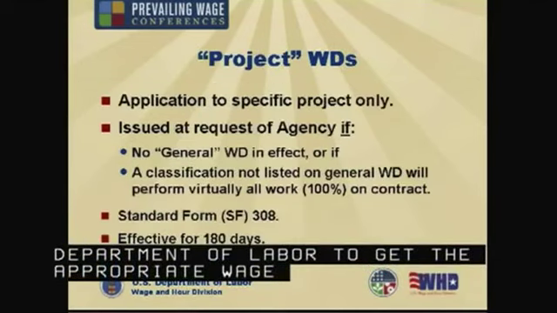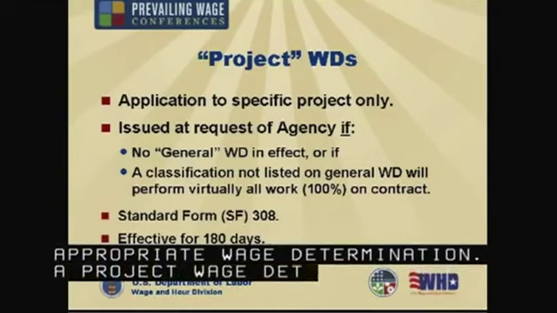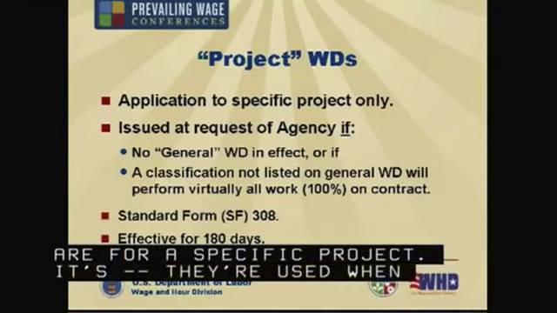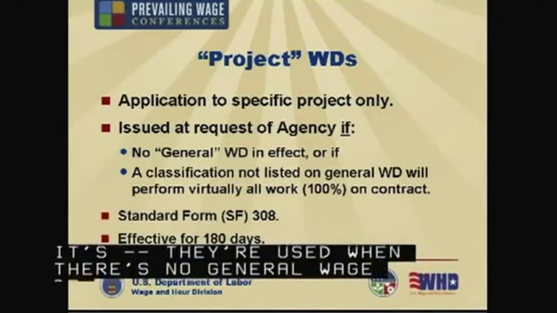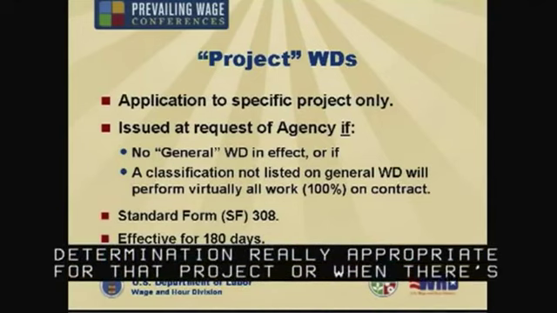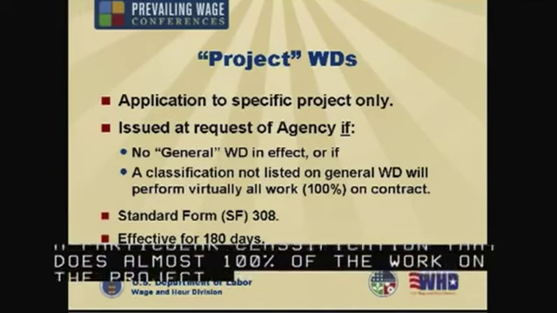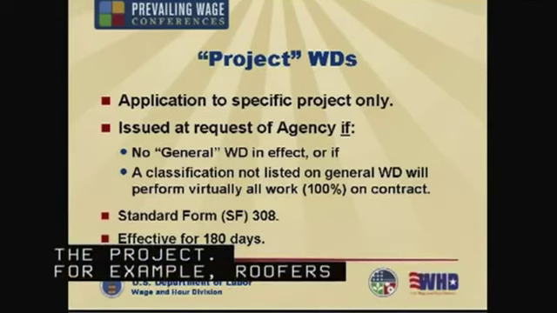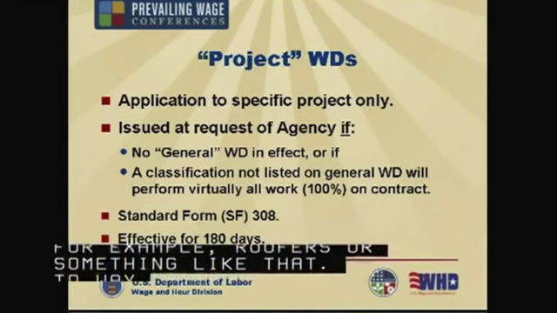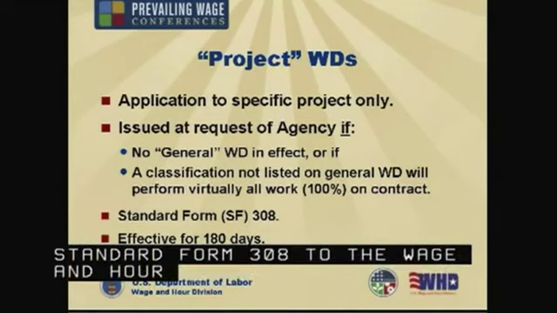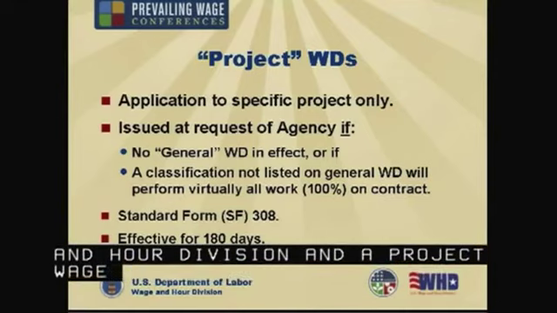Project wage determinations are for a specific project. They're used when there's no general wage determination that's really appropriate for that project, or when there's a particular classification that does almost 100% of the work on the project. For example, roofers or something like that. The way to get one is to send a standard form 308 to the Wage and Hour Division, and a project wage determination is effective for a period of 180 days.